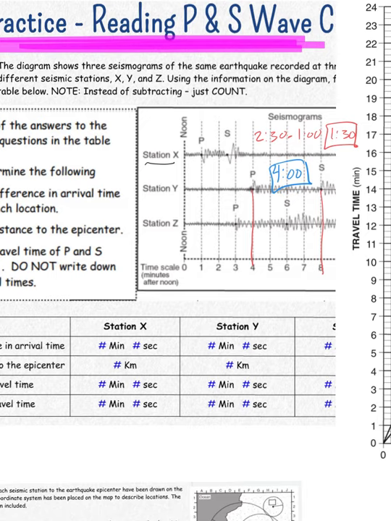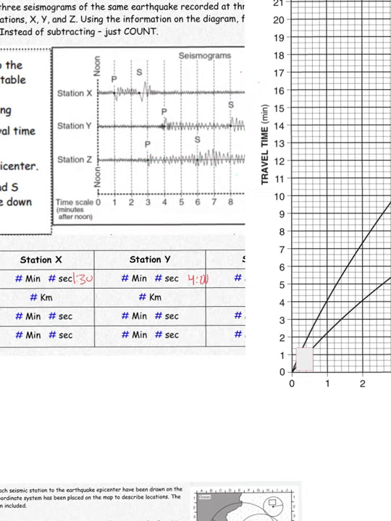And if you do the next one, which is the P wave for station Z and the S wave for station Z, what do you get? Okay, you need to do that, please. So please write them down below in your notes.